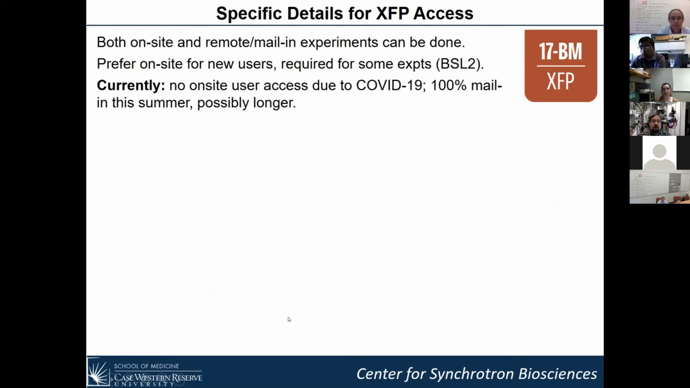So my last slide on access. For XFP, we love having on-site users, and that's particularly true for new users. Introduce them to the beamline, show them how to do things, help them think about the experiment. I have to say, in some ways, there's no substitute for doing it yourself. It is required for certain types of experiments. So if you want to do BSL-2 work, you must be qualified to do that, and you must come on site to do the experiment.